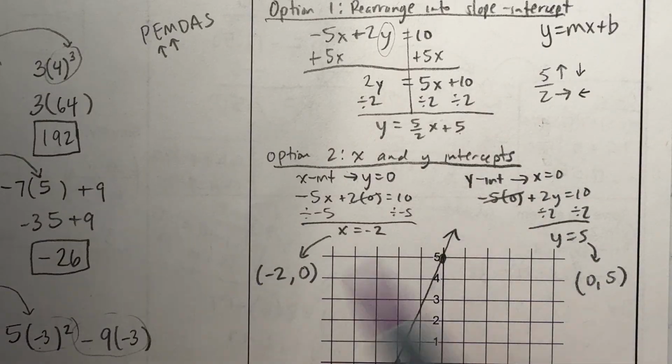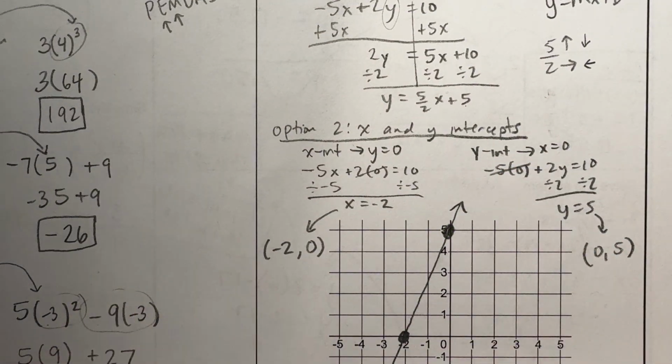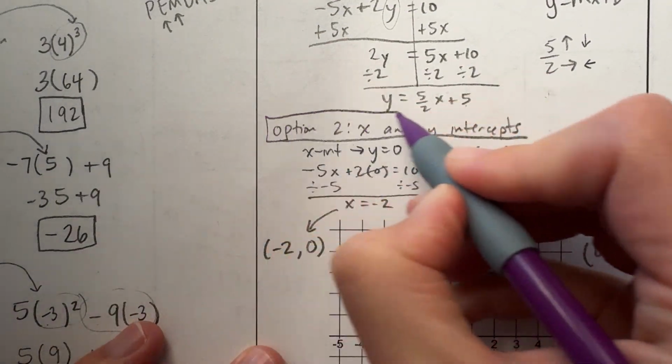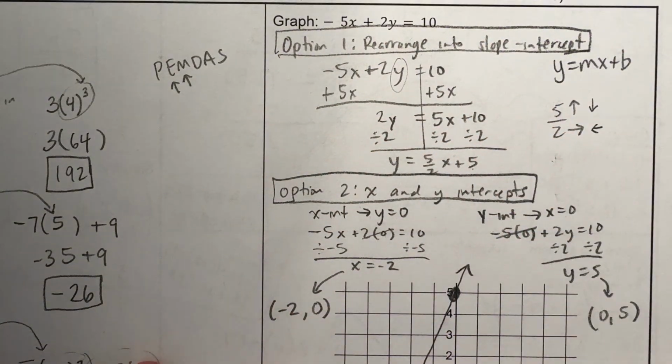And then I could just graph these 2 points. I could graph negative 2, 0 right here and 0, 5 right here. And you'll see I get the same answer, right? So it's just a matter of preference, whether you like to find the intercepts or rearrange into slope-intercept form.